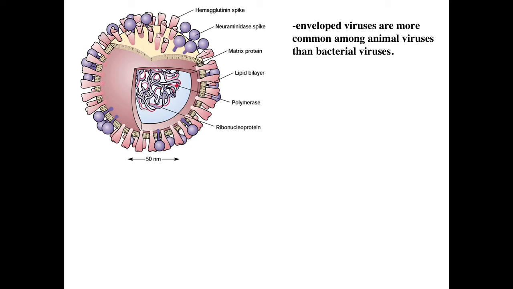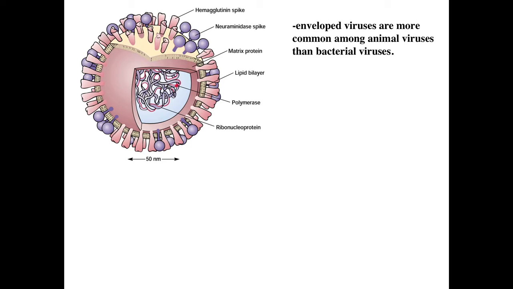So once we start talking about specifics of viruses, we're going to start with bacterial viruses, one in particular, lambda. And then we're going to move into animal viruses. Most bacterial viruses are naked viruses. They don't have lipid bilayers. So these envelopes are much more common among animal viruses.